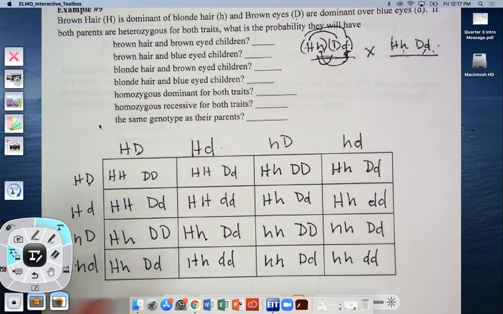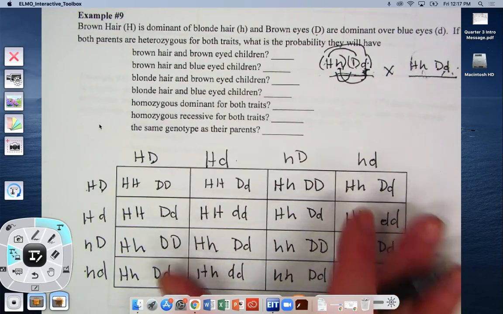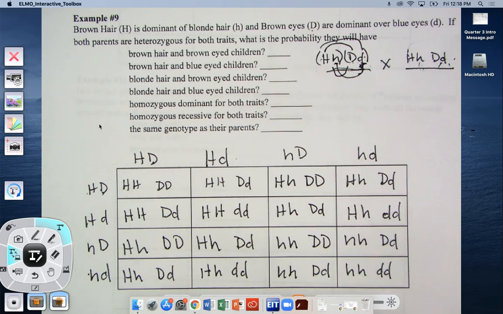Okay, and press pause if you're not caught up to me and complete your Punnett square. Once it's complete, let's read the problems. So what is the probability of having brown hair and brown-eyed children? Now, if we think back to what I just said, it would be 9 out of 16. So let's see if I did it correctly.